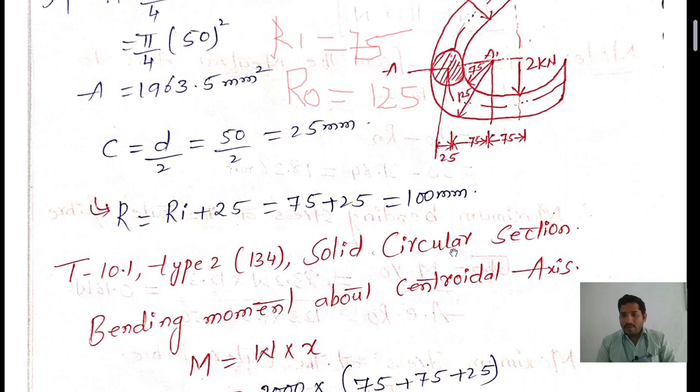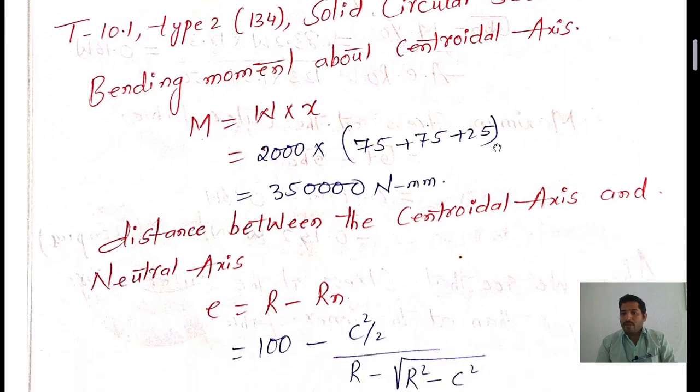75 plus 75 plus 25. If you multiply with the 2000, then you will get 350,000 Newton per mm square.